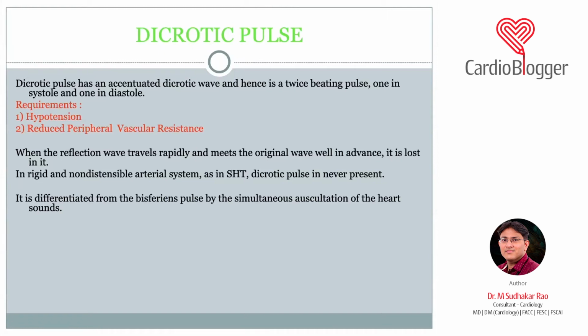And one of the important things in patients with a rigid system, like those more than 50 years old or with systemic hypertension, the dicrotic wave is never present, because it is always seen in patients with elastic vessels. And it should be differentiated from a bisferiens pulse by simultaneous auscultation of the heart sounds. So this is one important thing about the dicrotic pulse.